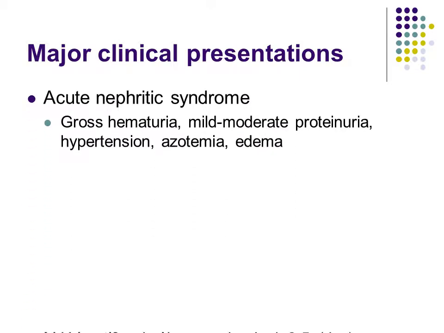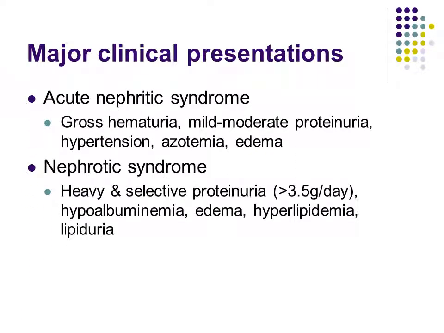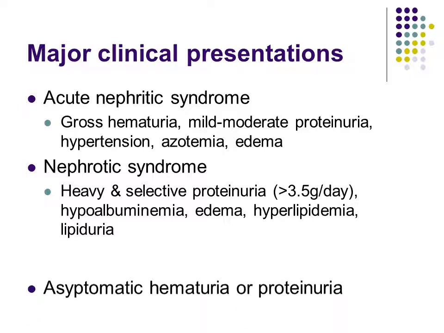So what are the major clinical presentations? It could be acute nephritic syndrome, as we have discussed. There could be gross hematuria, mild to moderate proteinuria, hypertension, azotemia, and edema. I'm telling you this repeatedly because this is very important, and these are very commonly asked in the exam. Nephrotic syndrome, as I said, heavy and selective proteinuria, that is only albumin is passed, more than 3.5 gram per day. There is hypoalbuminemia, edema, hyperlipidemia, and lipiduria, and there could be asymptomatic hematuria, proteinuria.